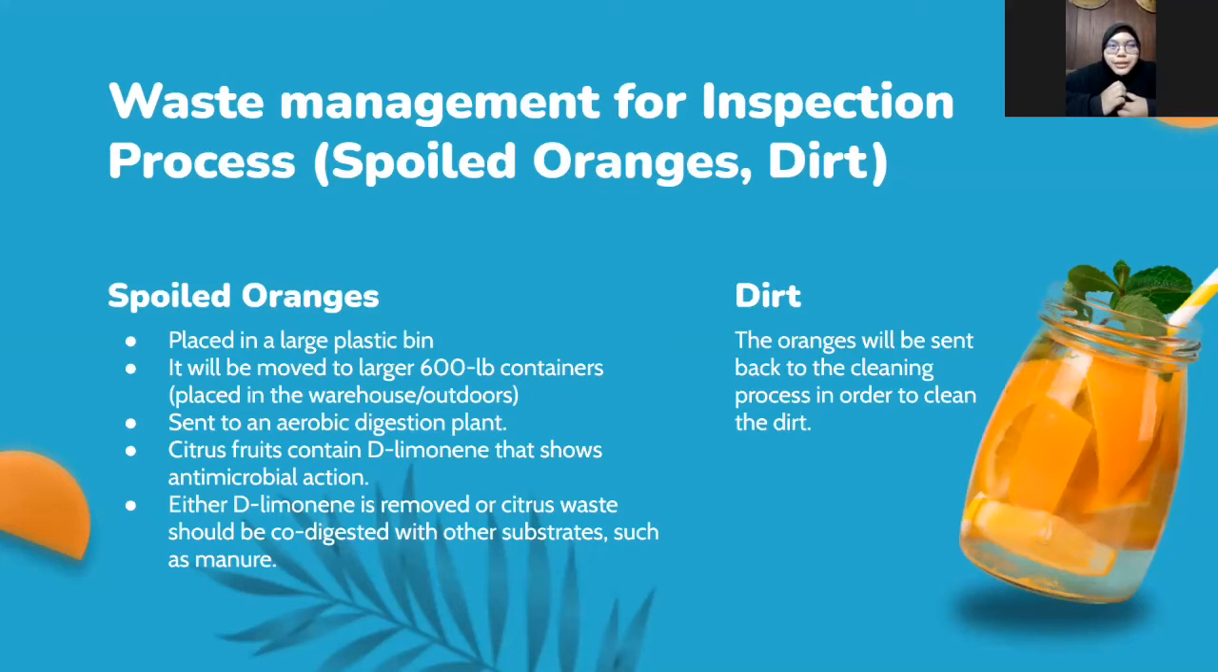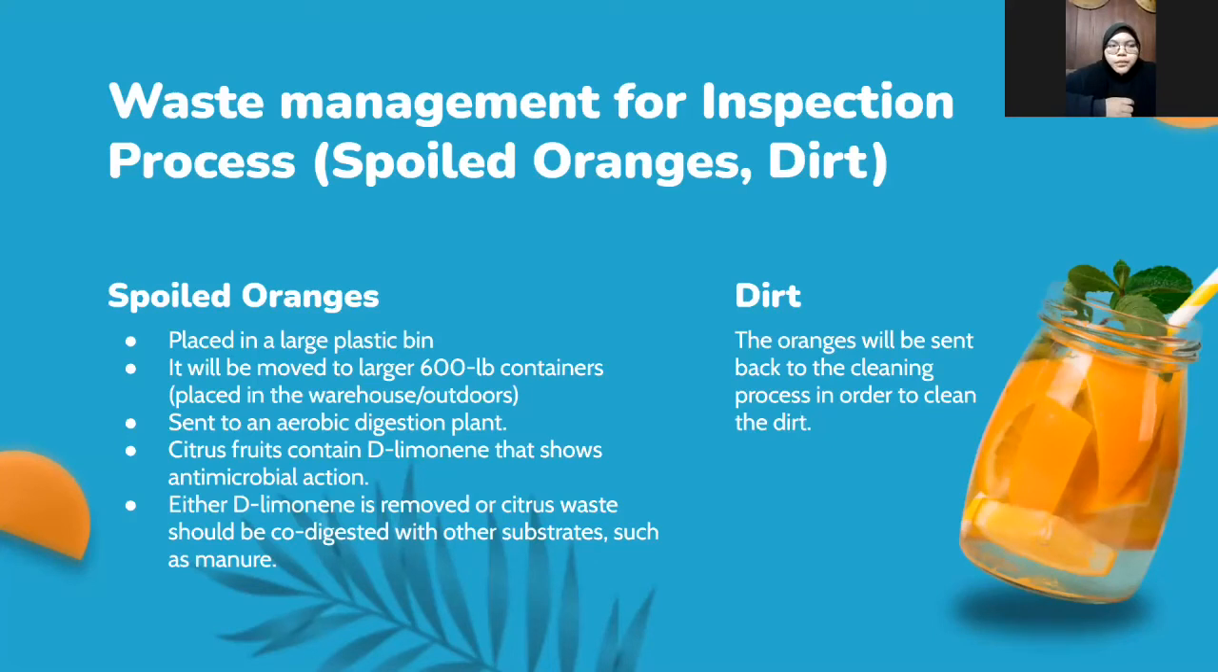the spoiled orange will be found on the conveyor belt and then we will place it in a large plastic bin. After that, this plastic bin will be moved to a larger container placed in the warehouse or outdoors of the warehouse. Then finally this waste will be sent to an aerobic digestion plant. However, orange is a citrus fruit which is not the ideal substrate for aerobic digestion.